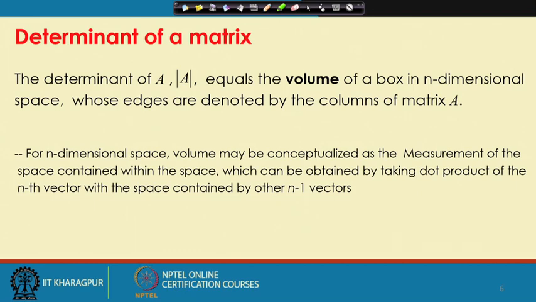If I try to make a box using vectors, taking a parallel of one vector and closing it with a parallel of the other vector, that will be the space contained by two vectors, and we can find the area. If we increase the number of vectors, then we will get more. For 2 vectors we will get a plane, for 3 vectors we will get a parallelepiped, for 4 vectors we will get something, but that will again be an enclosed region, and we can measure its volume.